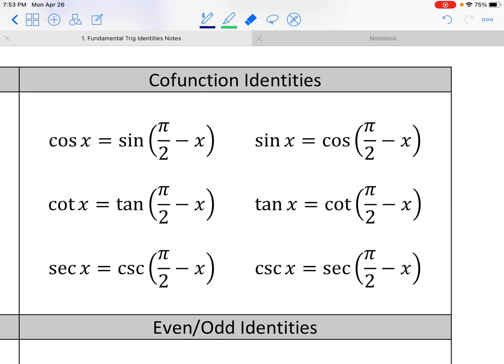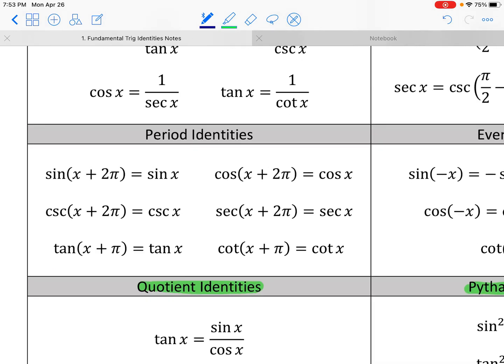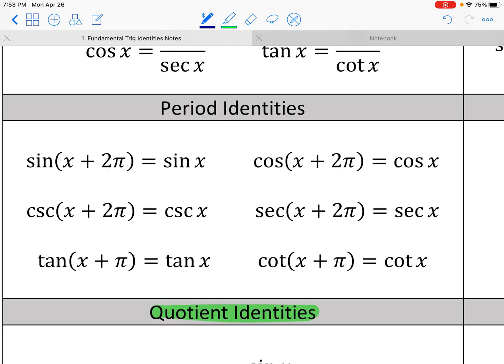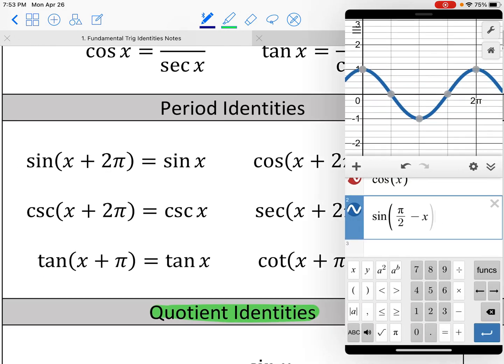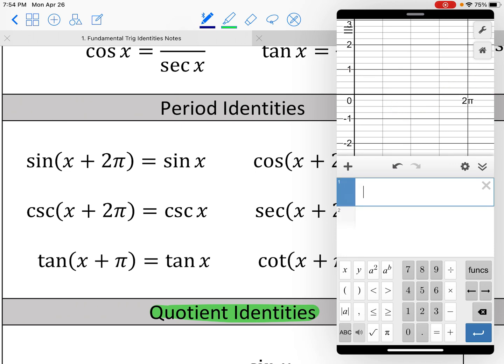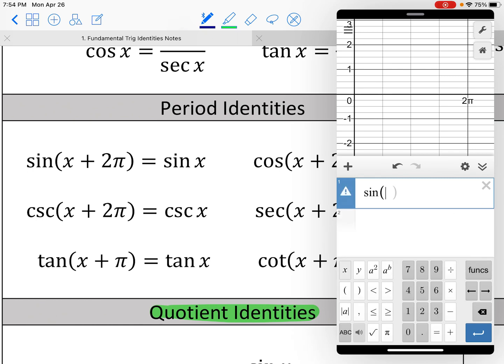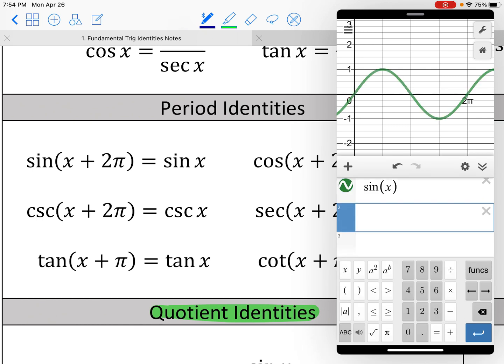So this is basically just transformations left and right. This is transforming one function, but it's basically the same thing. So it's just another shift of the graph. So if we start with our sine curve again, there's our sine curve. These are called period identities. If we just shift the whole period, the function will land on itself.